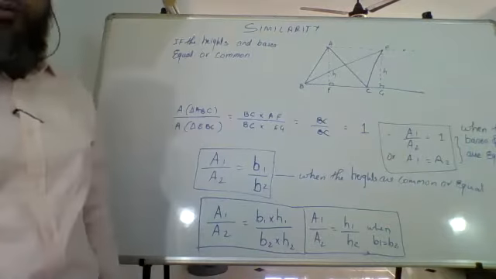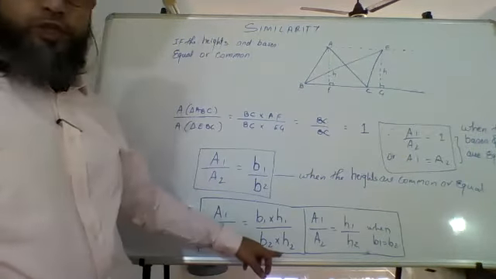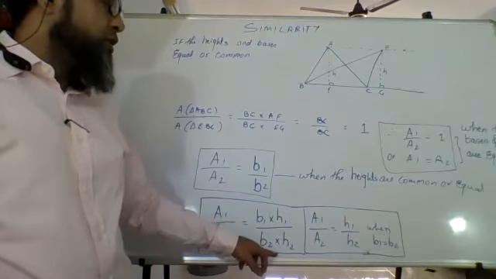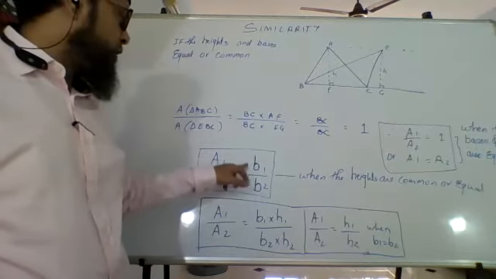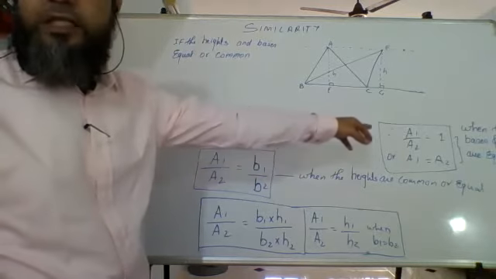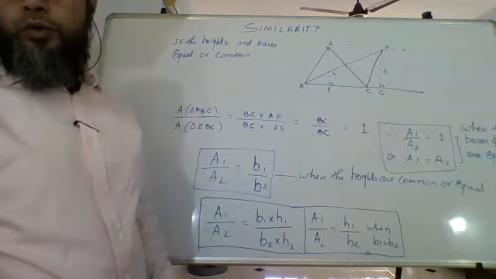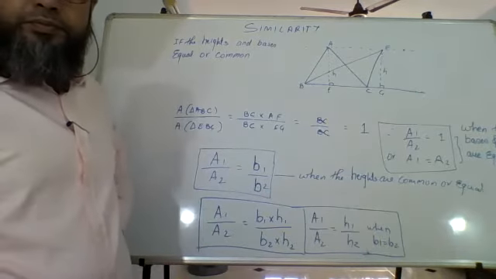When there is nothing common, then you have B1 into H1 upon B2 into H2. When B1 is equal to B2, then it is H1 upon H2. When H1 is equal to H2, then it is B1 upon B2. When H1 is equal to H2 and B1 is equal to B2, then it is A1 equal to A2. So copy till here, then we will look at some examples.